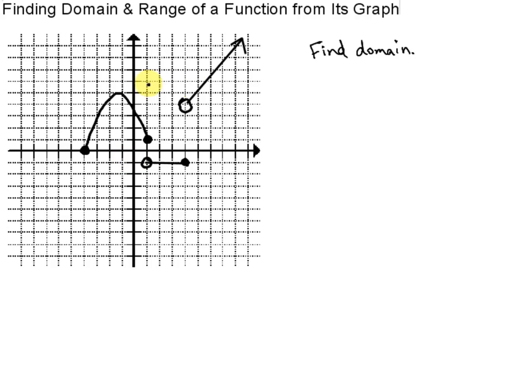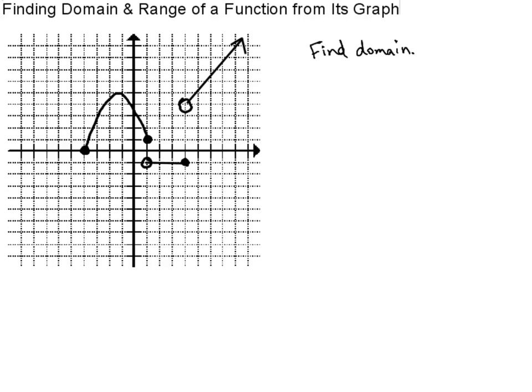Alright, so here we have a graph of a function. It does pass the vertical line test, you can check that. And I want to find the domain given this graph. So the domain is the set of all inputs that have an output on the graph.